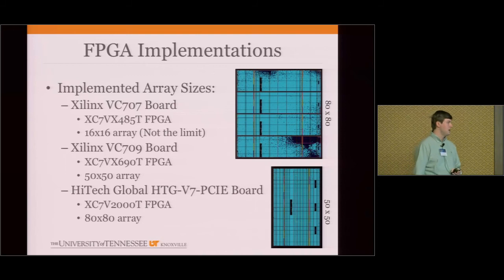Finally, using a 2000T FPGA with 2 million logic cells, we implemented an 80 by 80 array, which also approaches the maximum utilization of the FPGA, as shown in the top figure. Approximately 85% of the lookup tables are used in this design, but routing difficulties are preventing higher utilizations.